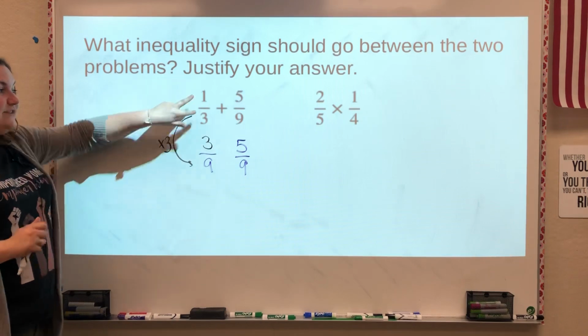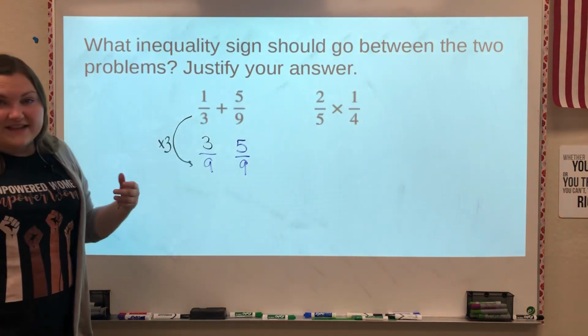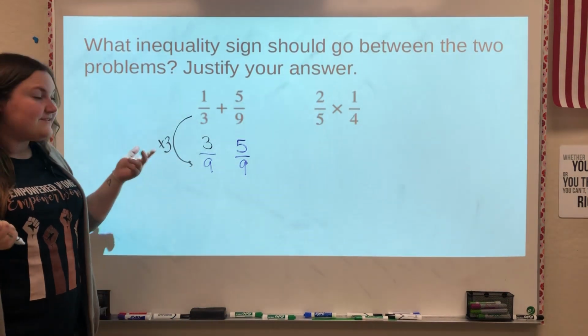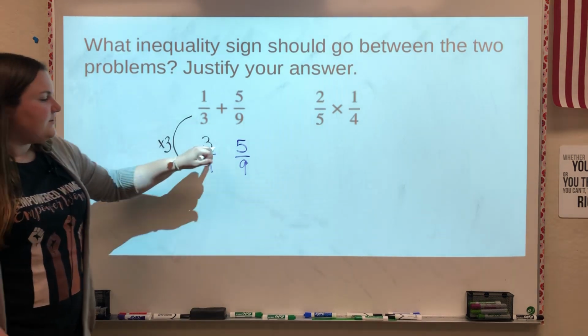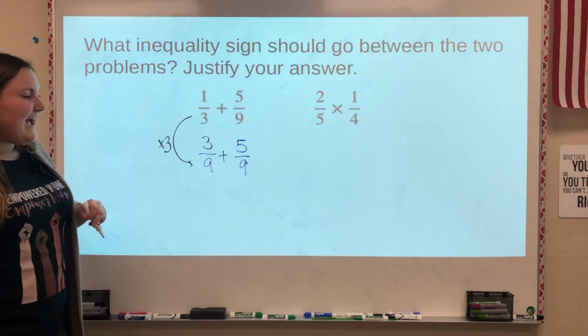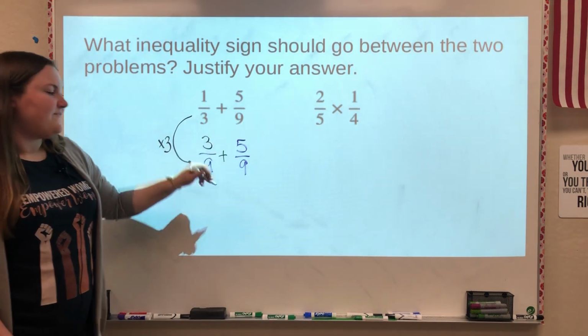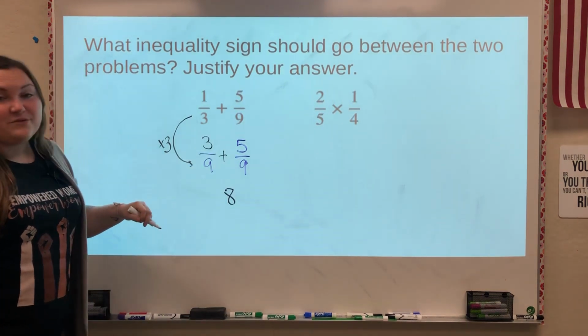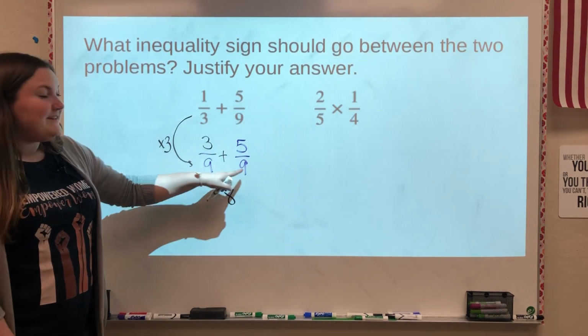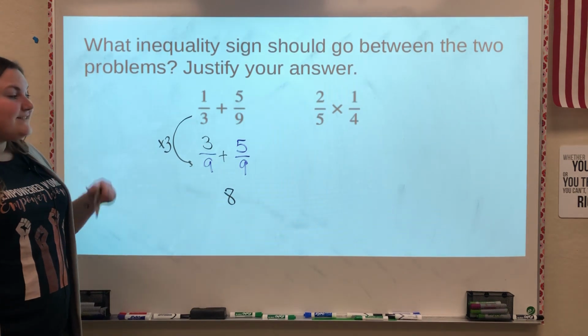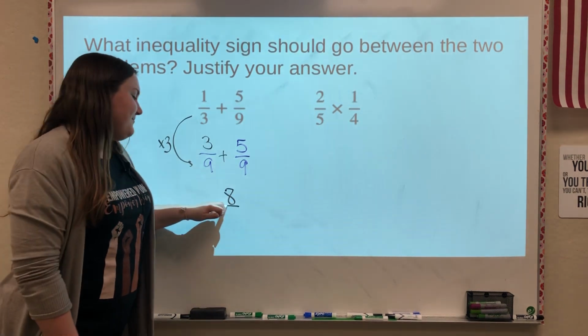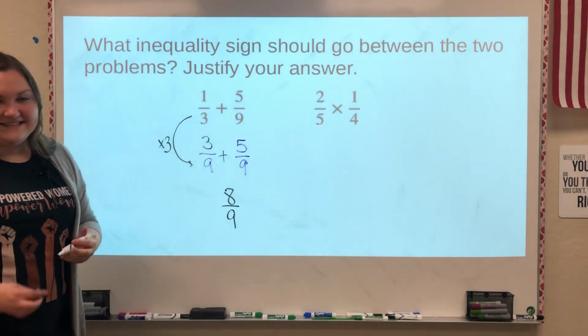What we figured out is 1/3 is the same thing as 3/9. They're equivalent fractions. They're just using different numbers. Once I've done that, I can go ahead and add those together. 3 plus 5 gives me 8. And then when you are adding fractions, that denominator will stay the same. So 3/9 plus 5/9 equals 8/9.